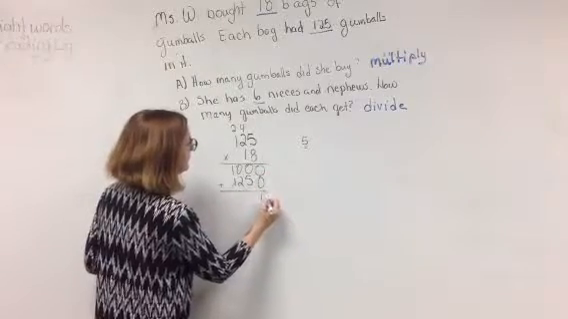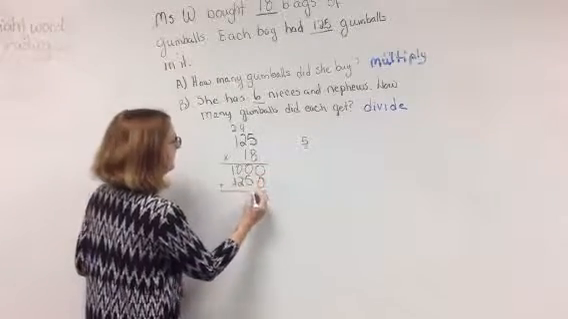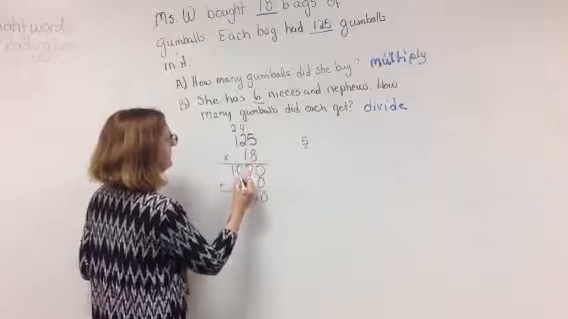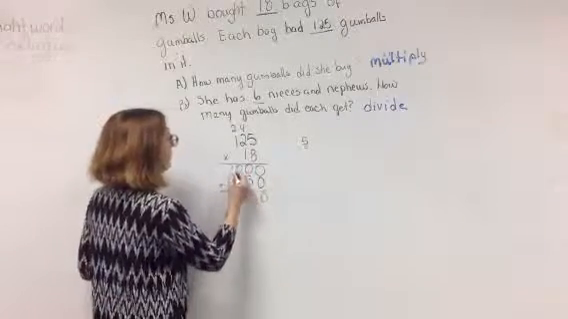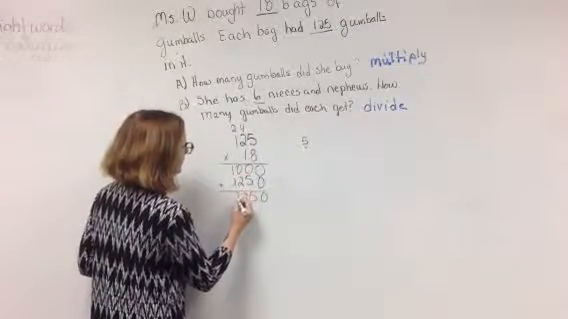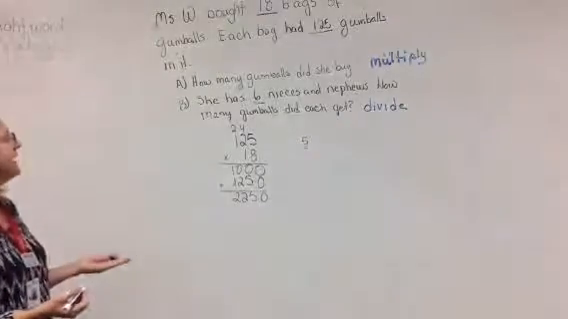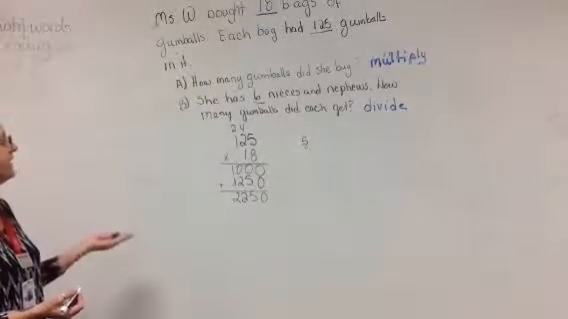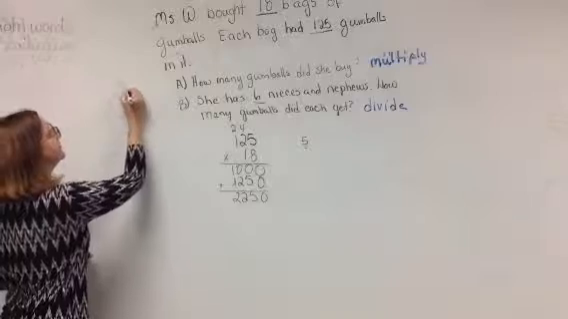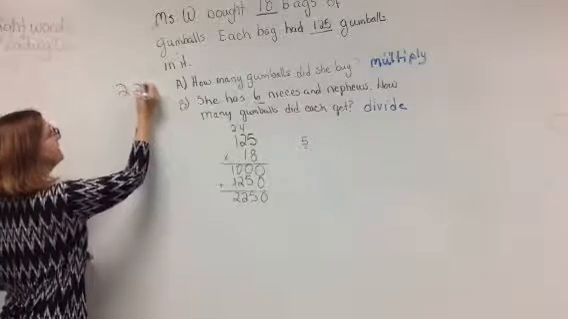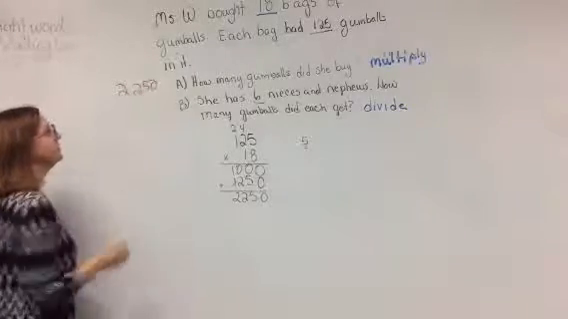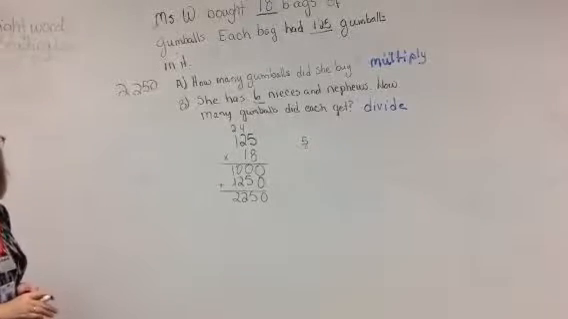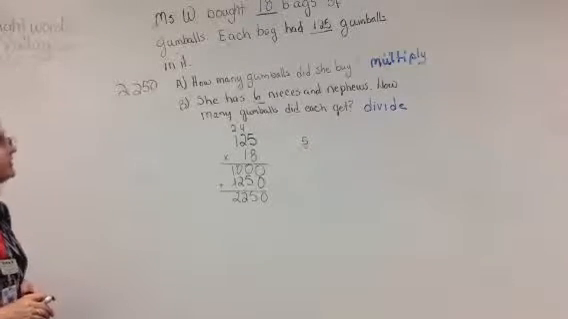0 plus 0 is 0. 0 plus 5 is 5. 0 plus 2 is 2. 1 plus 1 is 2. So I have 2,250 gumballs. Now, she has 6 nieces and nephews.